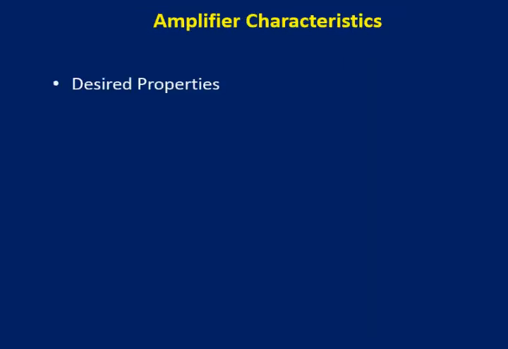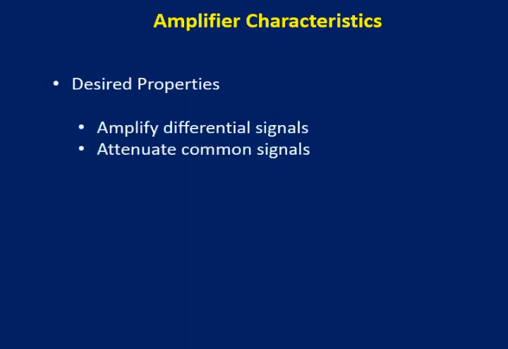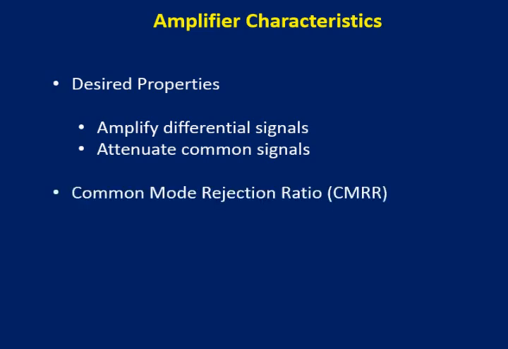A good differential amplifier should have a high gain for differential signals and low gain for common signals. These properties are expressed together as the common mode rejection ratio, or CMRR. A good quality amplifier has a high CMRR.